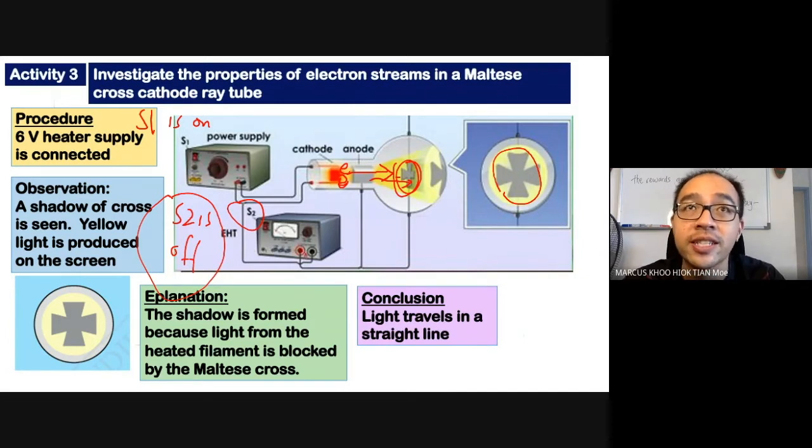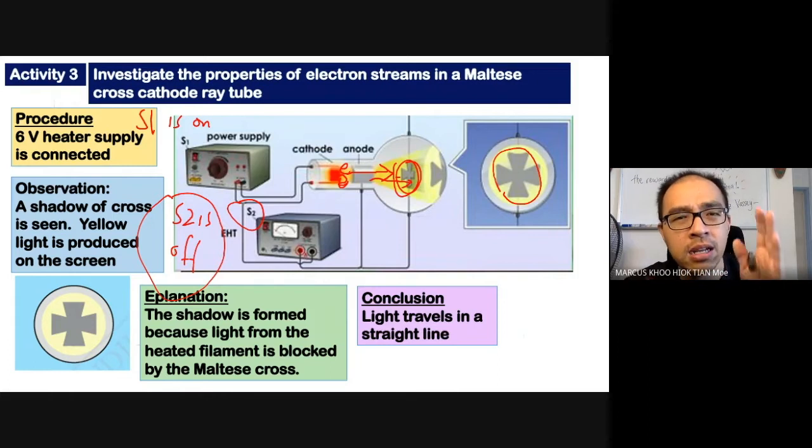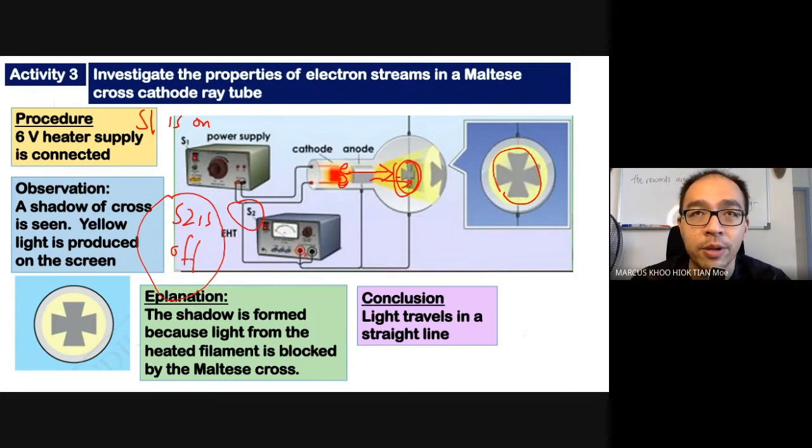Okay, for us it's like, okay, travel in a straight line like that. But actually, light travels in a straight line has a lot of meaning in physics. It explains a lot of things. I'm not sure if you realize it or not by now, but it does. And this experiment that involves the Maltese cross tube proves exactly that. The light travels in a straight line.